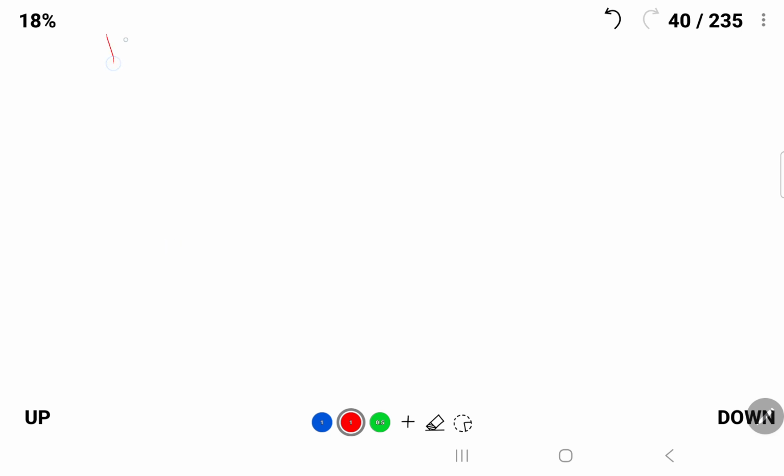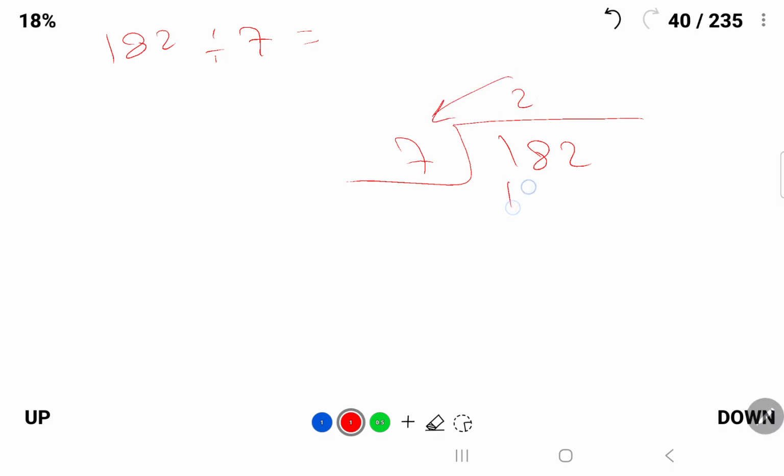Now let's say you have 182 divided by 7. Now first, how many times does 7 go into 18? 2 times. So 2 times 7 is equal to 14. 18 minus 14 is equal to 4. Now to write it here.